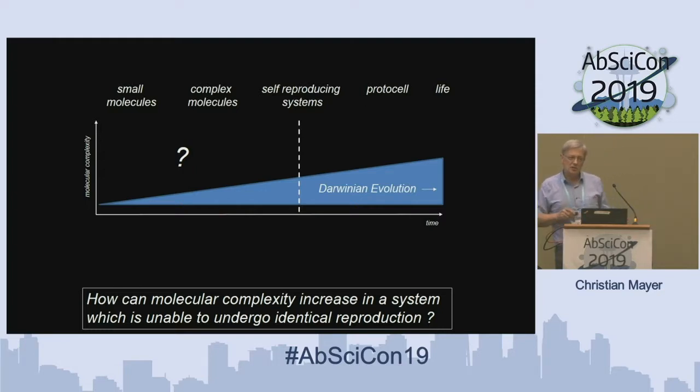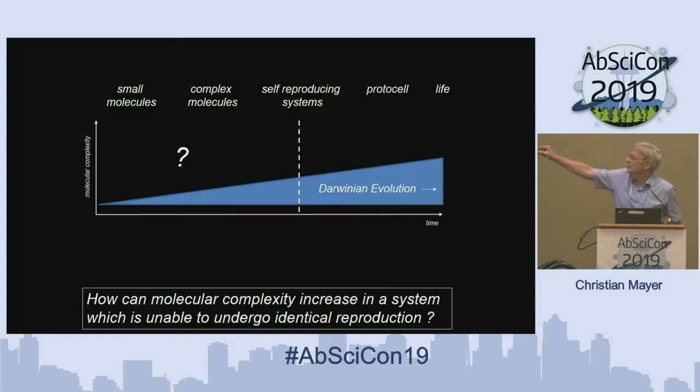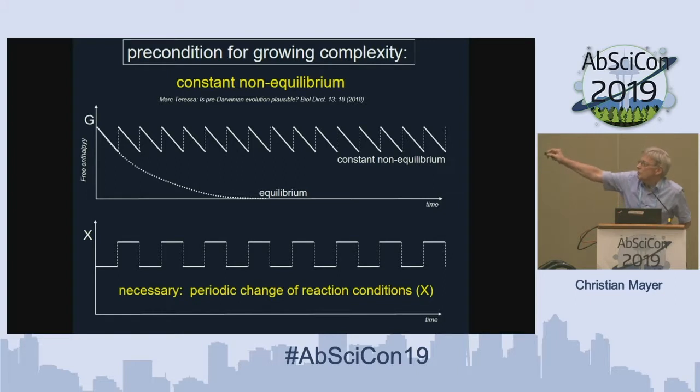We know that Darwinian evolution can do a very good job in that, but this can only start at a point where we have a system which can self-reproduce. But what about before that period? What about this stretch here? What's happening there? Whatever it is, it has to obey one very important principle: constant non-equilibrium. We definitely need a long constant non-equilibrium, since otherwise the system runs into equilibrium in a very short time, forms a crystal, maybe by dissipation of energy, but then this will stop. In order to keep this a long-going process, we need to do something that keeps it in the non-equilibrium state.